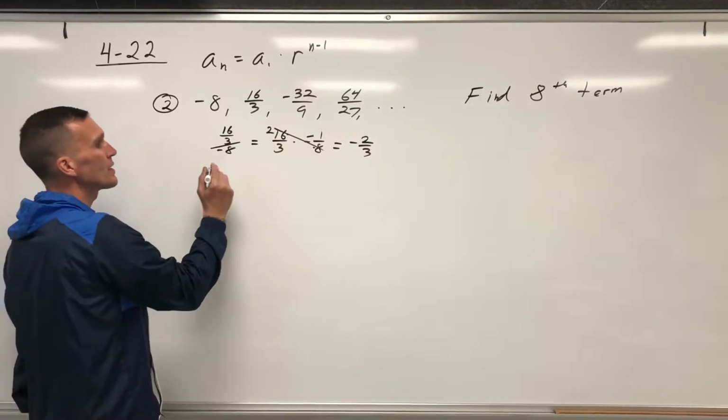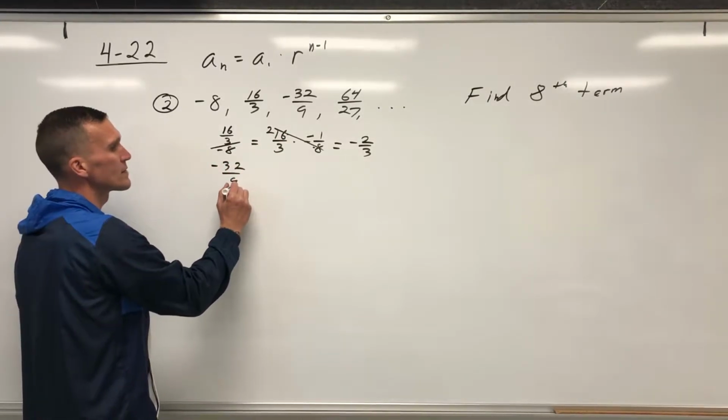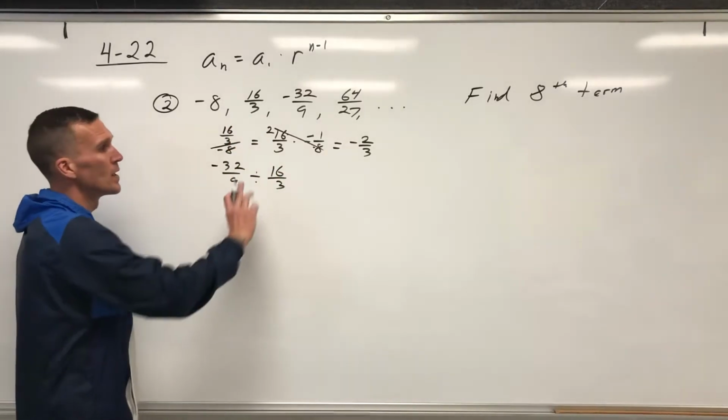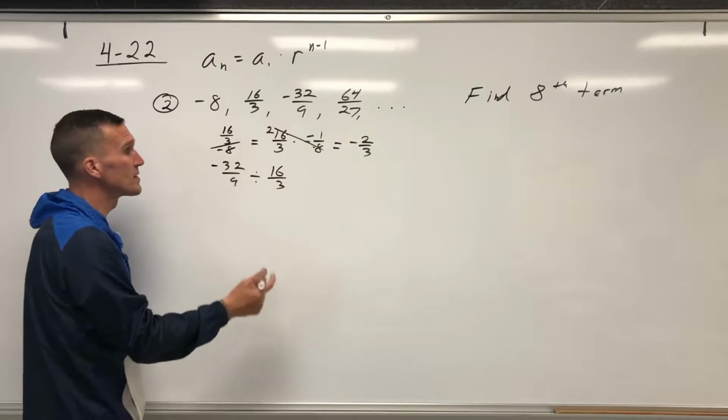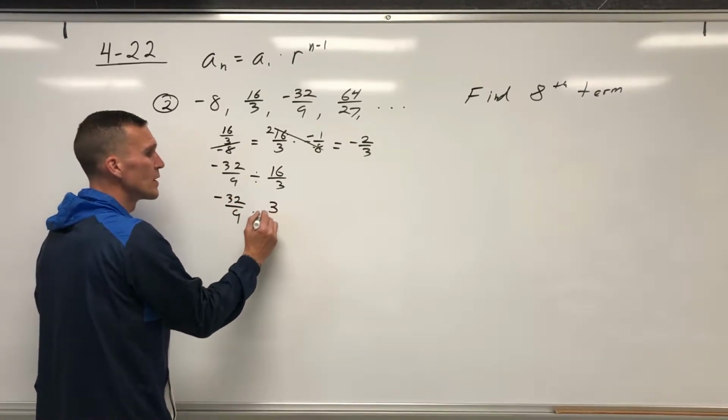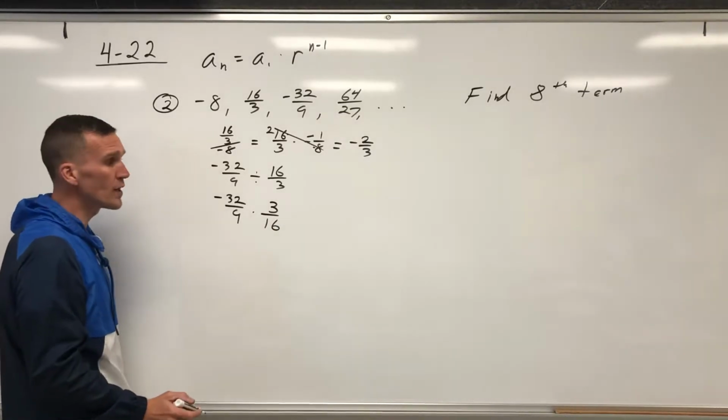Or again, I could do negative 32/9 divided by the previous term. Division, you have to multiply by the reciprocal, so it's negative 32/9 times 3/16. And let's see what cross reducing happens.